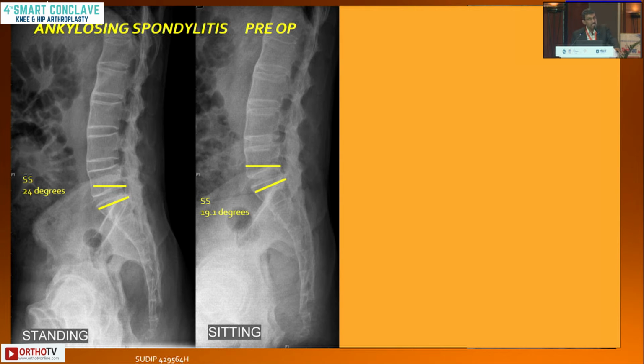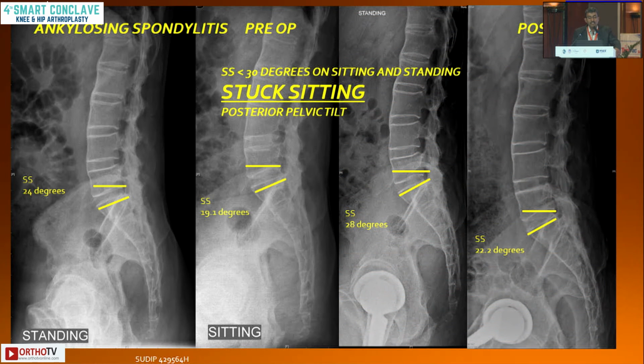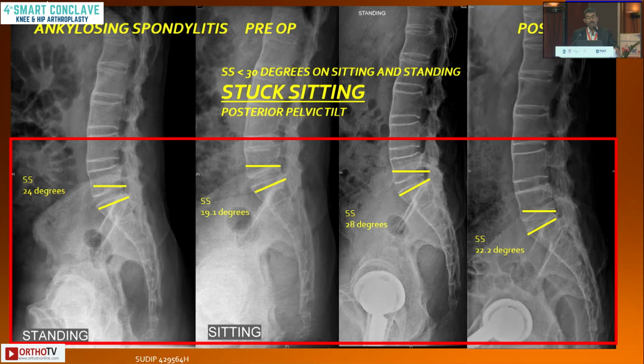Now, this is a situation that is common in ankylosing spondylitis. Preoperatively, if the patient is able to sit, you have what is called a stuck sitting position, where the sacral slope is universally less than 30 before and after THR and from standing to sitting. So when the sacral slope is less than 30, it is referred to as a stuck sitting position, where there's a loss of lumbar lordosis.